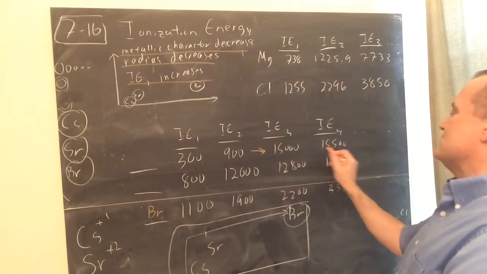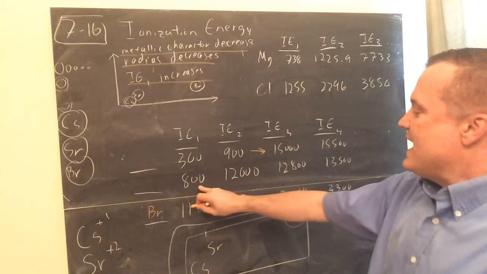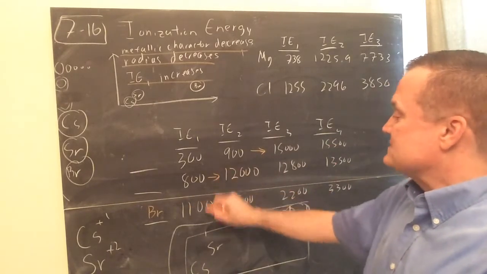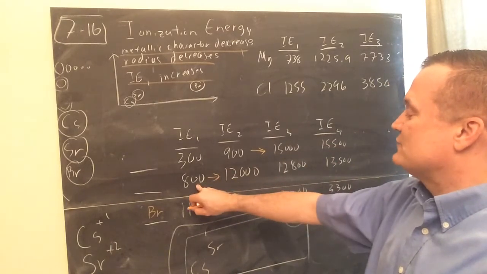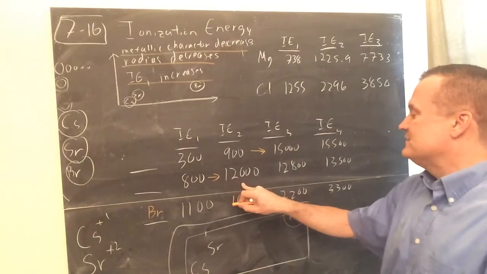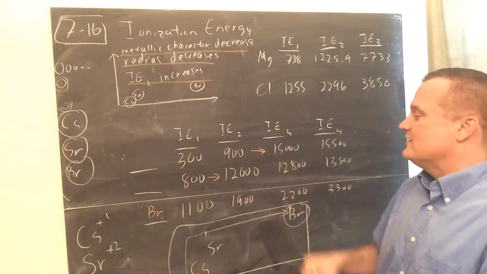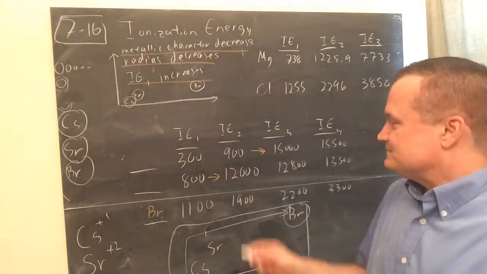Then it goes to 1,500. No, that's not as big a jump. 800 to 12,000? That's a massive jump. $800 for tooth number 1, 12,000 for number 2, then 12,800. That's not too big there. So what it says is this.